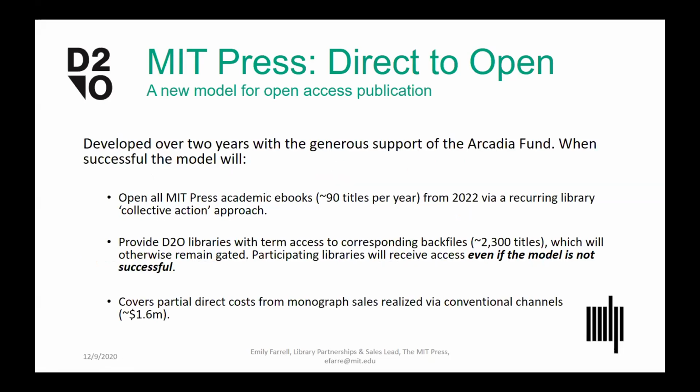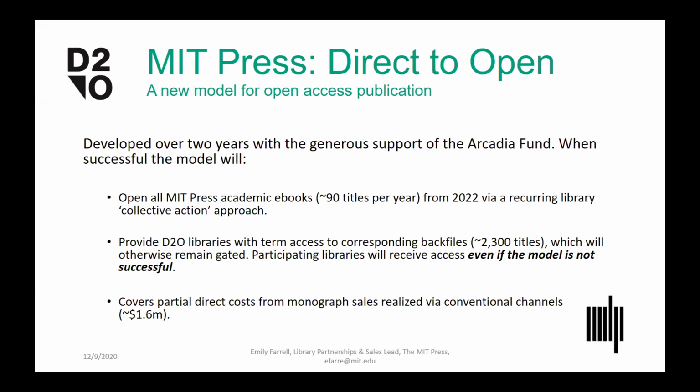So last year, in 2019, we received support from the Arcadia Fund to develop a business model that, when successful, will allow us to open our monographs program moving forward. The model that we've developed with Raym will take a collective action approach through the support of libraries worldwide. We'll be working with libraries, with consortia in particular, asking for commitments of support in 2021, so next year, with the aim to open 2022 monographs program of around 90 books and then moving forward.